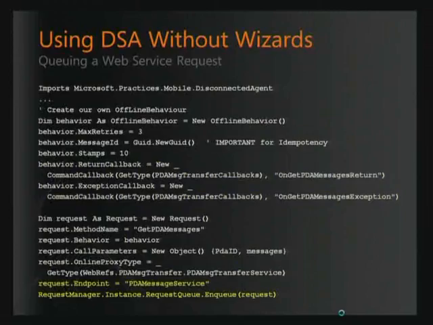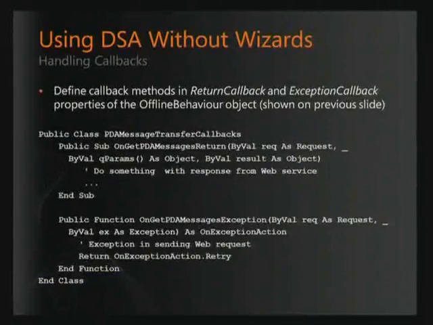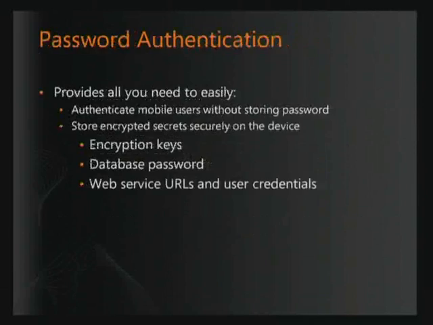All right. And then you get your callbacks. You define them in the return callback and exception callback of that behavior, offline behavior object. So now we get to the password authentication. This gives you all you need to easily encrypt keys, to store encryption keys and URLs, usernames and passwords.